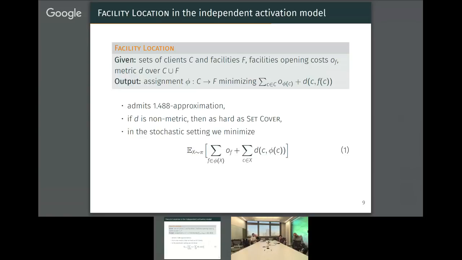And when we go to the universal stochastic setting, we are again looking for the best assignment, but we pay for opening a facility only when there is at least one client active who wants to use this facility. And the transport costs are additive.